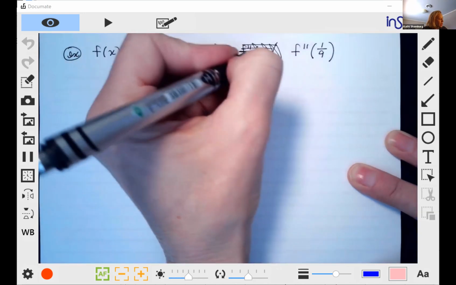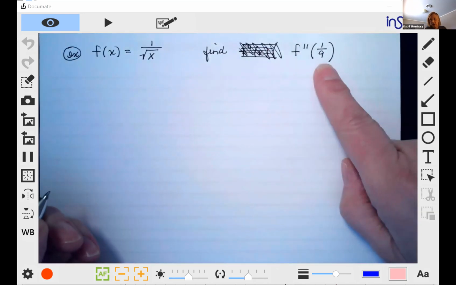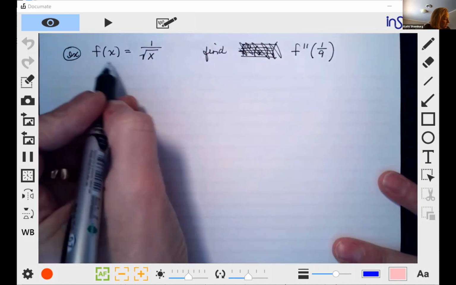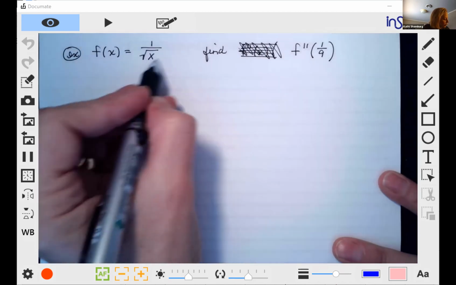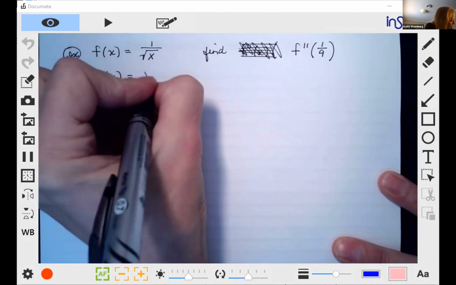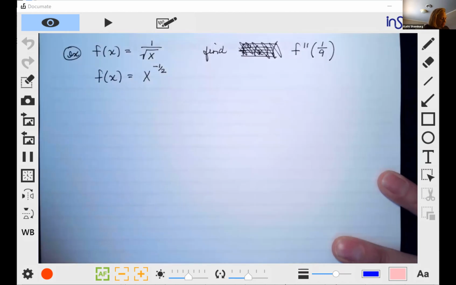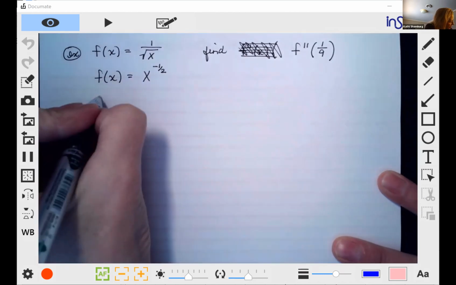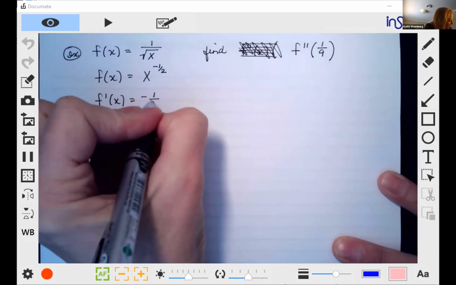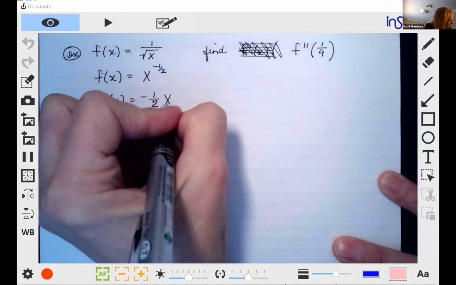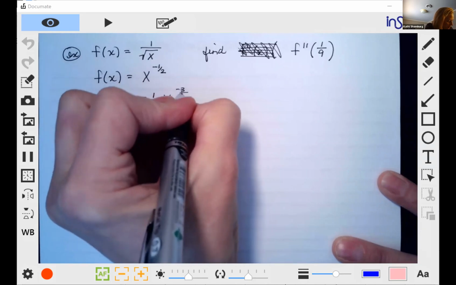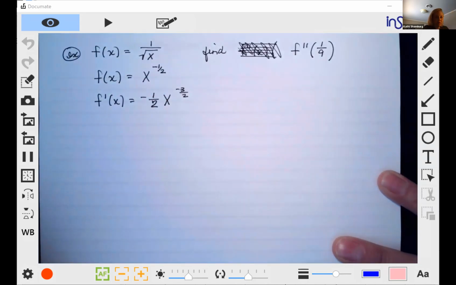So in essence, what that means is we need to find the second derivative of x, and then we'll substitute 1/9 in for it. Now, before I just jump into the first derivative, I want to rewrite this. So I'm going to rewrite the function as x to the negative 1/2. Now I'm going to take the first derivative, which would be negative 1/2 x to the negative 1/2 minus 2 over 2, which is negative 3/2. So there's the first derivative.